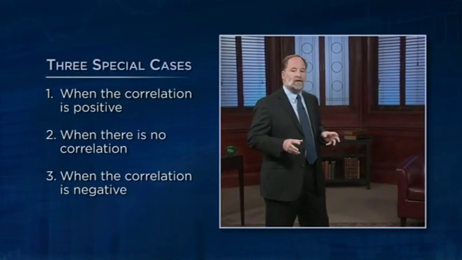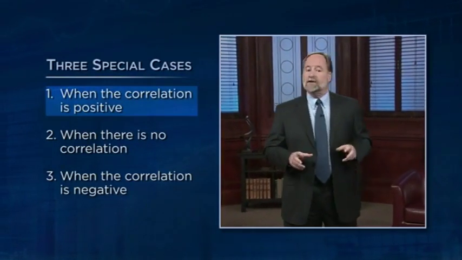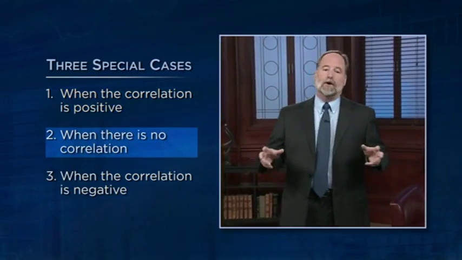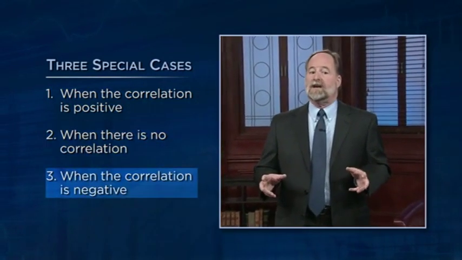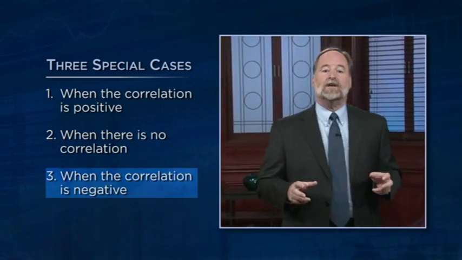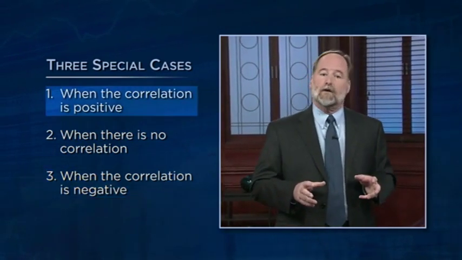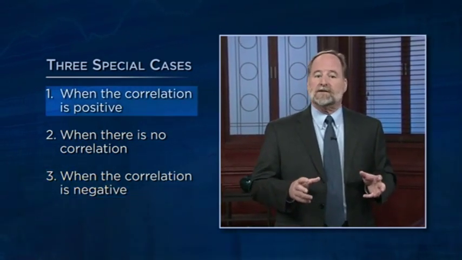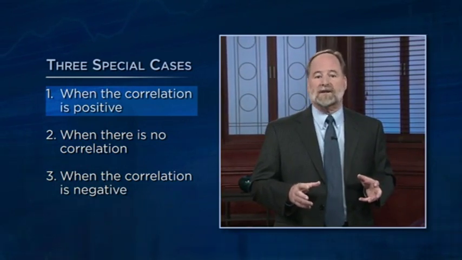Let's consider 3 special cases. 1, when the correlation is positive. 2, when there is no correlation. And 3, when the correlation is negative. Of these 3 cases, positive correlation is the most likely for securities. This is true since most securities move in the same direction.